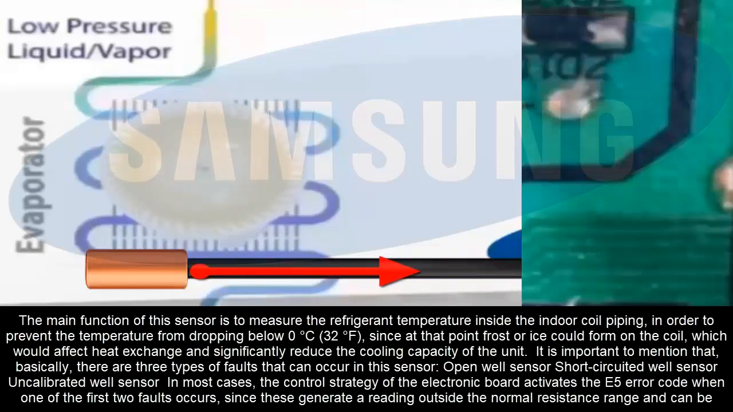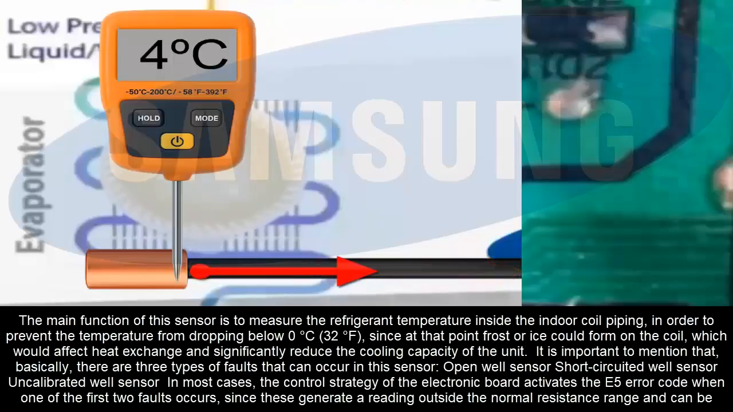The main function of this sensor is to measure the refrigerant temperature inside the indoor coil's piping in order to prevent the temperature from dropping below 0 degrees Celsius, 32 degrees Fahrenheit, since at that point, frost or ice could form on the coil, which would affect heat exchange and significantly reduce the cooling capacity of the unit.